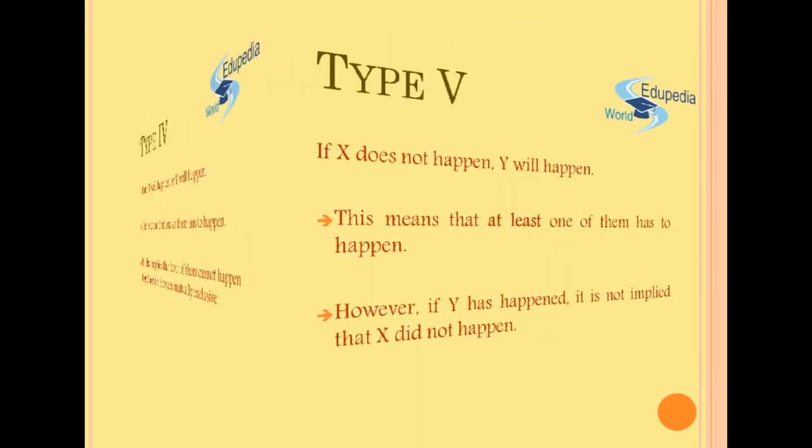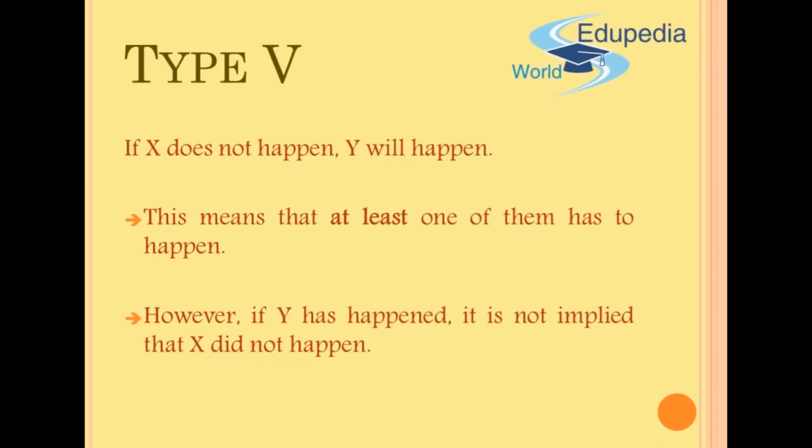The final logical stream, the fifth type, is that if X does not happen, Y will happen. Now this means that at least one of them has to happen. Either X will happen, or if X does not happen, then Y will happen. Or both of them can also happen together. So if Y has happened, it is not implied that X did not happen.